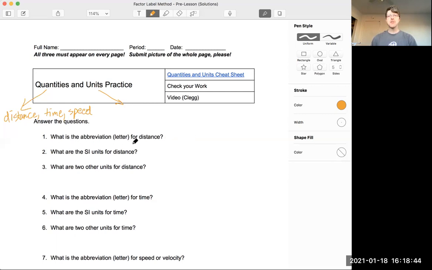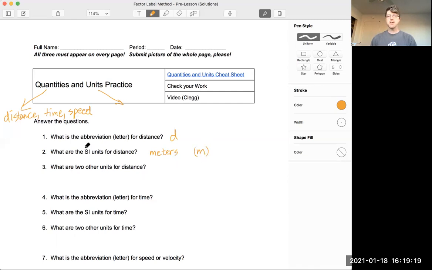So what is the abbreviation for distance? Okay, distance is the quantity. So in this class we're going to use d. There are also some physics books or classes will use x or s, but we're going to use d in this class. And what are the SI units for distance? SI stands for Système International, which is French for the metric system. So what are the metric units for distance? And that is meters. And so this is the units we use, and the abbreviation is m.